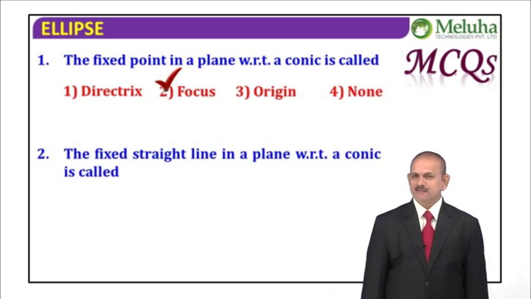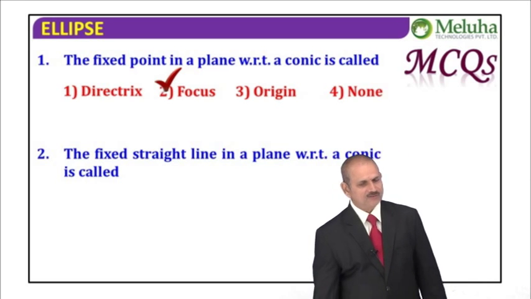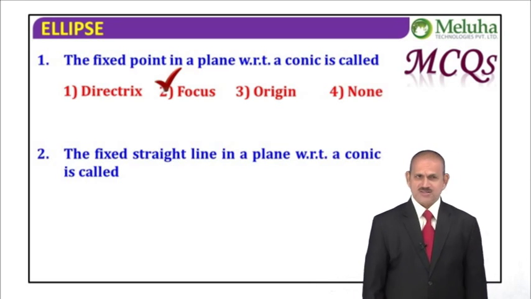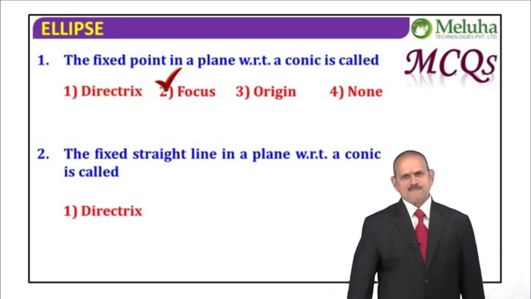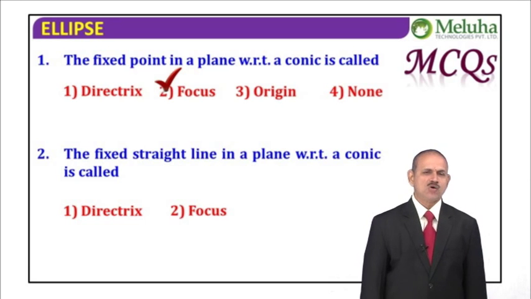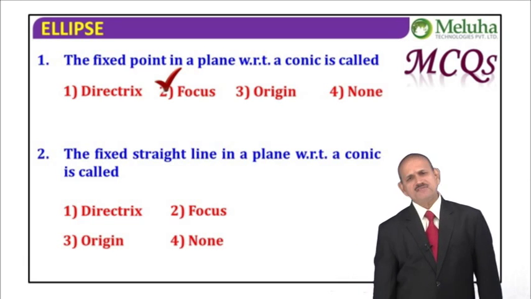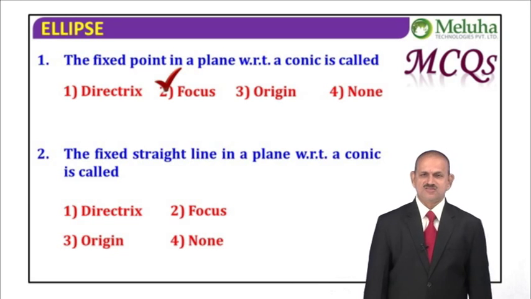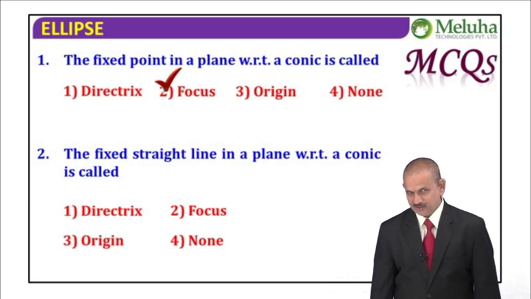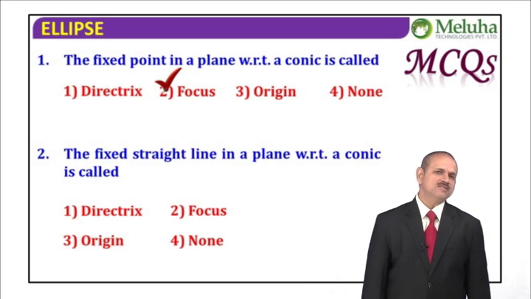Next, one more question. The fixed straight line in a plane with respect to a conic is called, imagine it, the directrix, isn't it? Okay, let us go through the options given. The first option is directrix, the second option is focus, the third option is origin, the fourth option is none. Focus is not a line, it's a point. Origin is not a line, it's a point. The only fixed straight line present among the options is directrix. And not only that, by the very definition itself, directrix is the fixed straight line with respect to a conic. Hence, the answer is the first option.